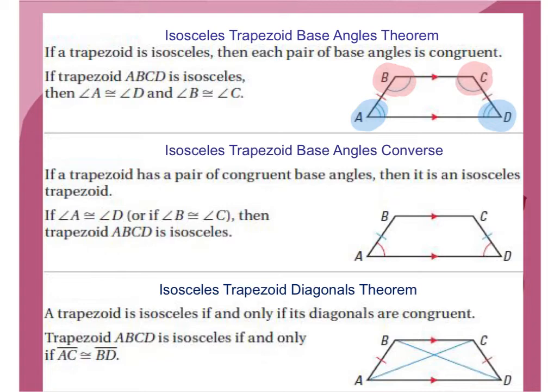The isosceles trapezoid base angles converse. If a trapezoid has a pair of congruent base angles, then it is an isosceles trapezoid. So that says if angle A and angle D are congruent, or if B and C are congruent, then the trapezoid is an isosceles trapezoid. So we can make the conclusion about the line segment AB being congruent to CD, okay? We would make the conclusion that AB is congruent to CD. That is the converse. That side is congruent to that side.